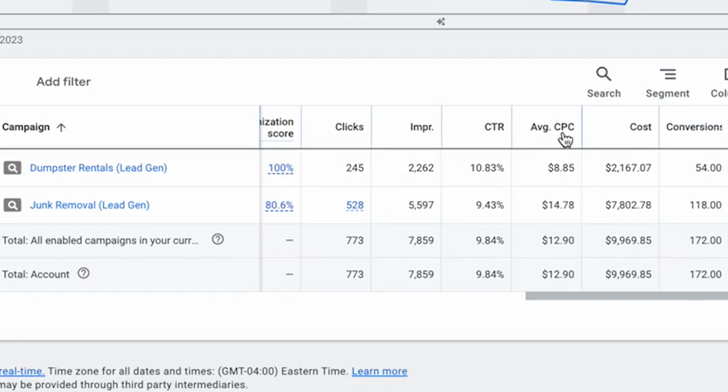And this is the average cost per click. So not every click costs $9. Some might cost $2. Some might cost $8. Some might cost $9. You know what I mean? That's just how it works.